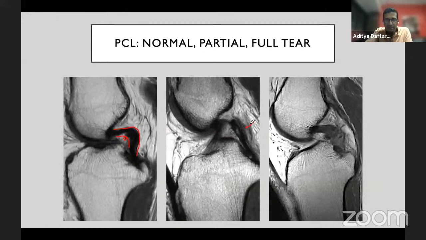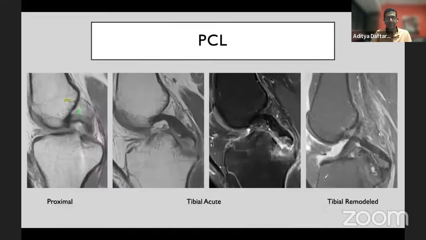Now, this is another example. We can see a little bit of high signal within the PCL, and this is a mid-substance, low-grade PCL sprain. Whereas here you can see there's more discrete full-thickness disruption of the PCL, which is going to give you a mid-substance, full-thickness tear of the PCL. Other things that we can see with the PCL are proximal peel-back lesions. We often see bony avulsions. These could be acute, where you can see bone marrow edema, or sometimes these can be chronic and easily missed.